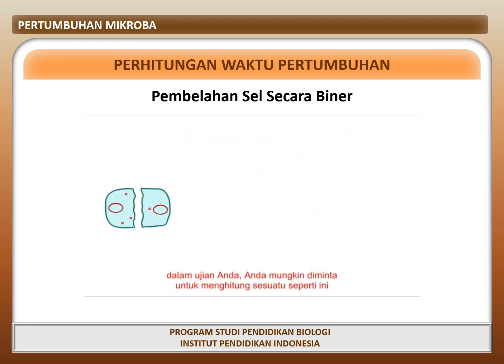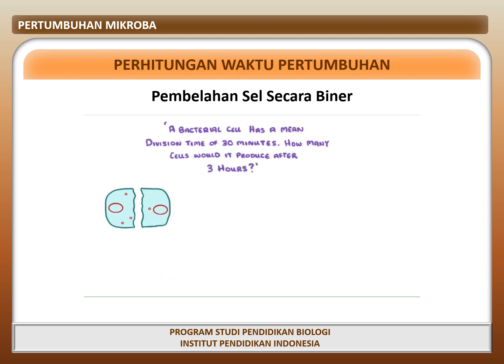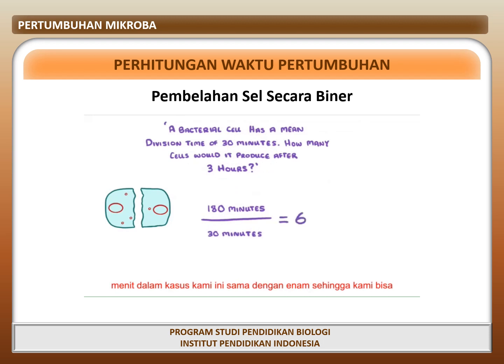In your exam, you might be asked to calculate something like this for yourself. For example, a bacterial cell has a mean division time of 30 minutes. How many cells would it produce after 3 hours? First, we need to find how many division cycles there has been, by dividing the total time, which is 3 hours, or 180 minutes, by the mean division time of 30 minutes. In our case, this equals 6, so we can tell that 6 divisions will have taken place.